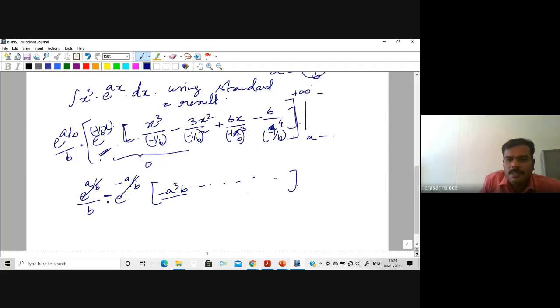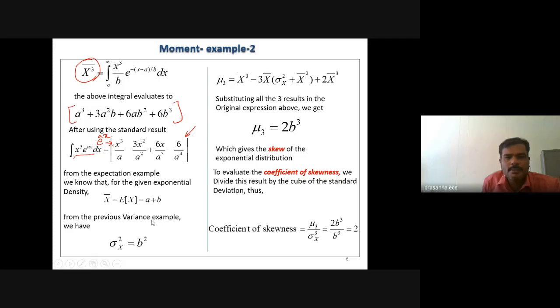After substituting all the values, the final expression that you are getting is a cube plus 3a square b plus 6ab square plus 6b cube. I'm not showing all the steps in between, I'm just showing the final result. You can work out this problem and verify whether you are getting the same result. This will be a practice for you in integration, so just evaluate this and see what the final expression is.